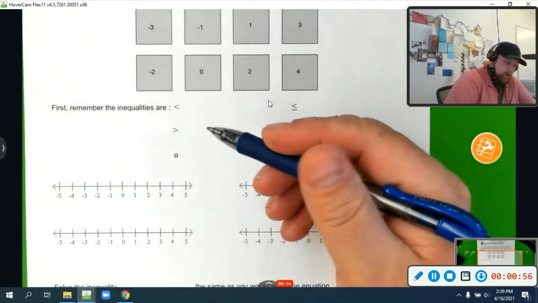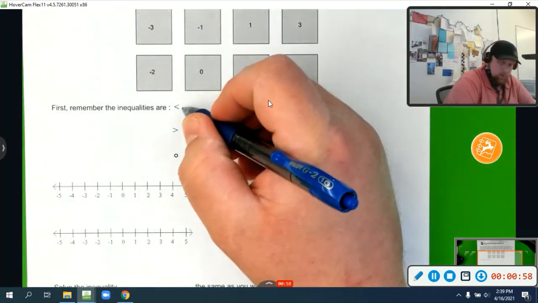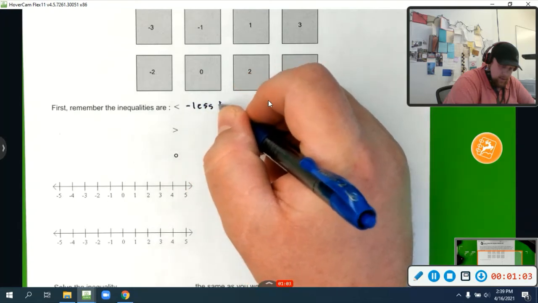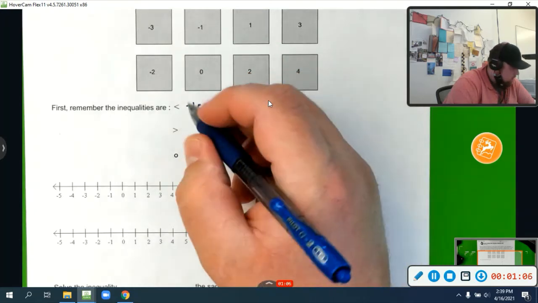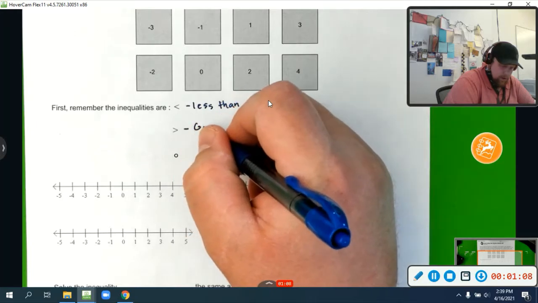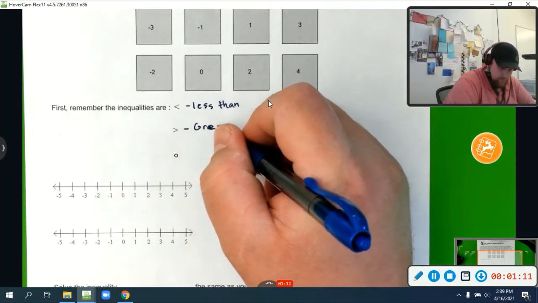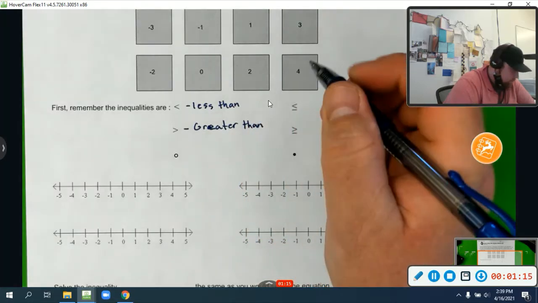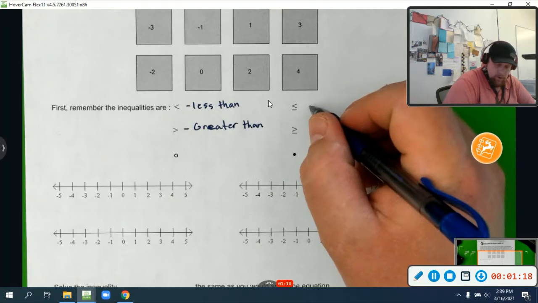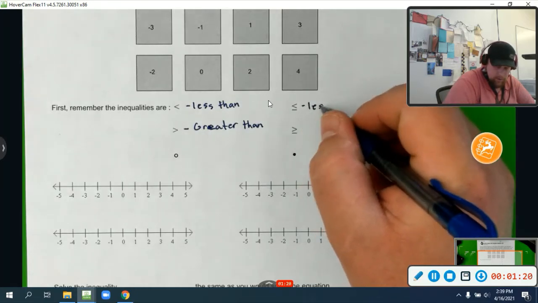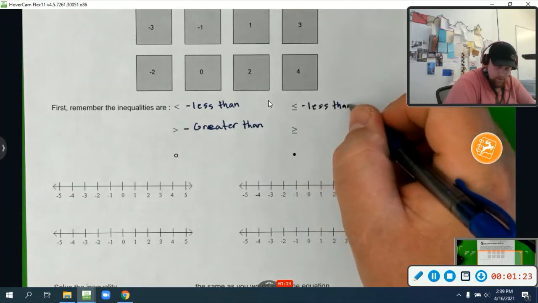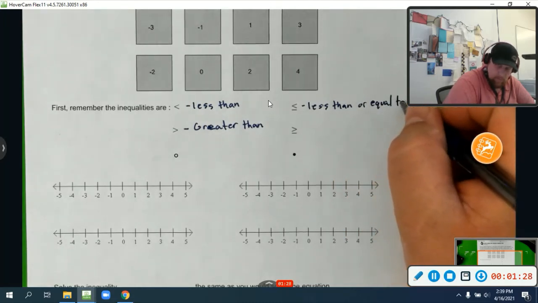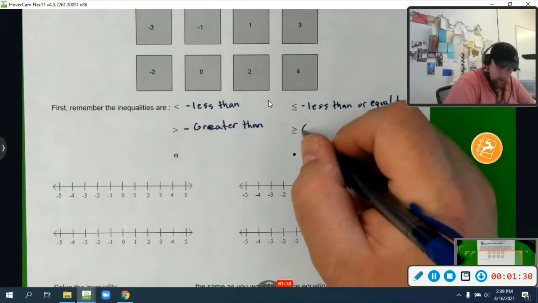First, remember the inequalities. When we see this, this is the less than sign, less than. Right here we have greater than. Over here we have less than or equal to. And then we have greater than or equal to.